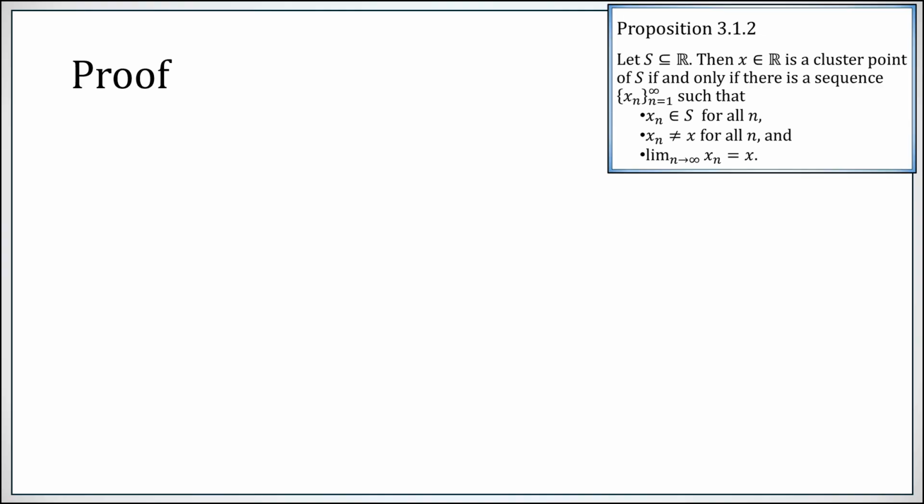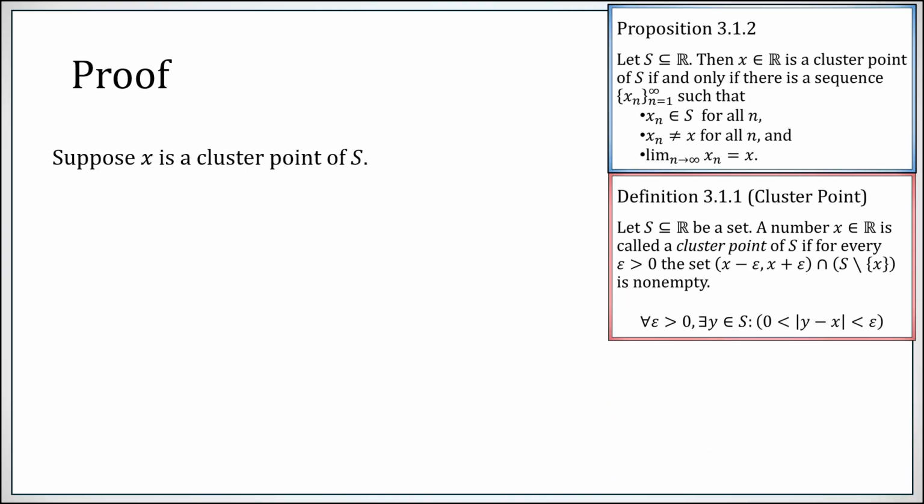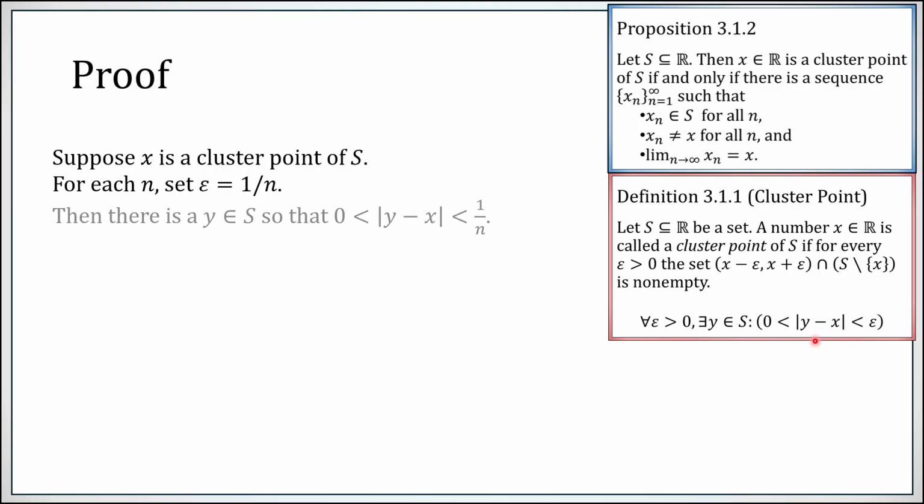Proving this proposition, suppose you begin with a cluster point of the set S. Let's remind ourselves what that definition is. We are assuming this to be true right now. So for every n equals 1, 2, 3, and so forth, epsilon equals 1 over n is a positive number, but we're assuming the red definition is true. Specifically, for every epsilon, there is a point in the set where this chain of inequalities holds.